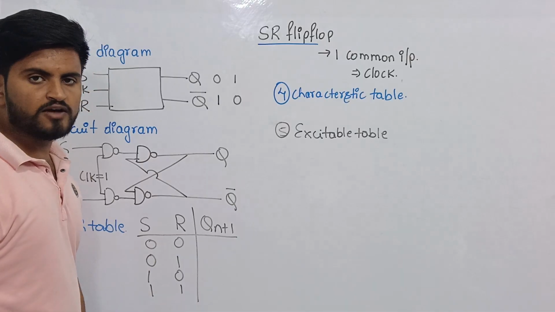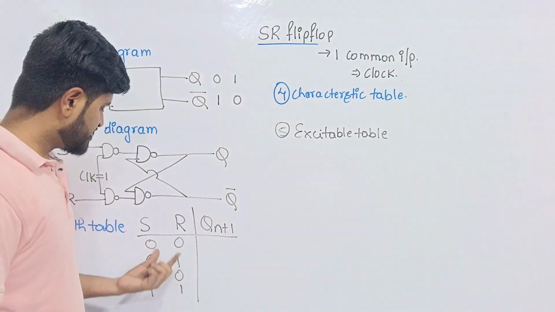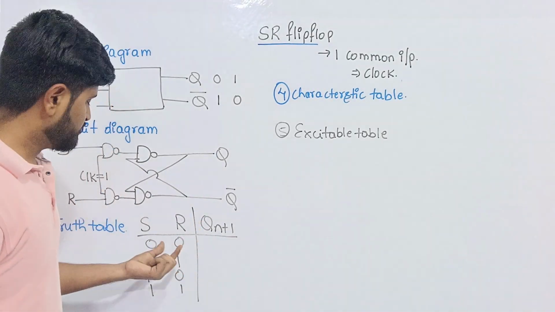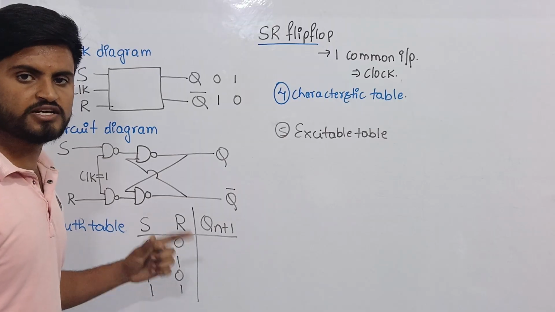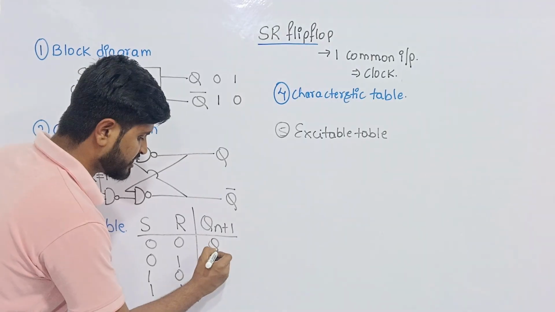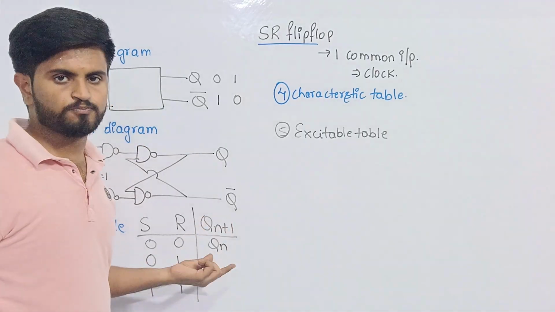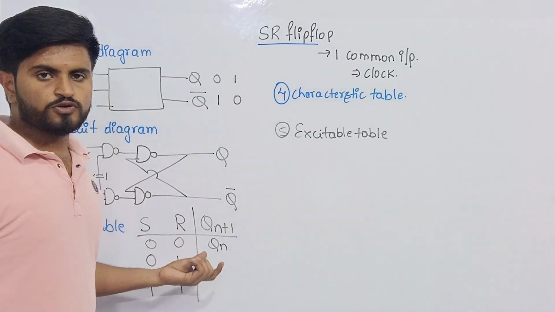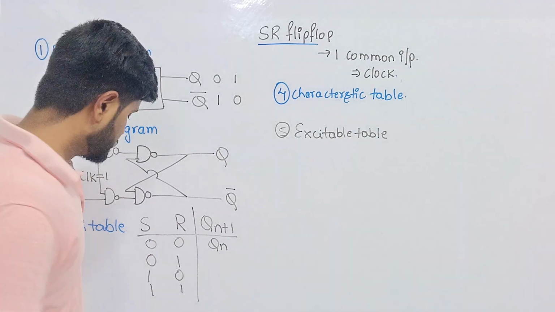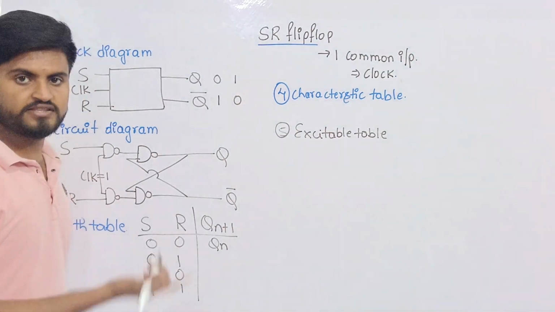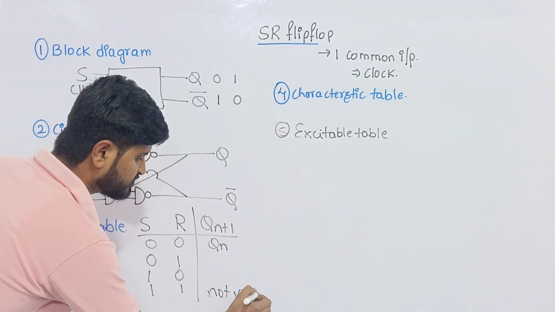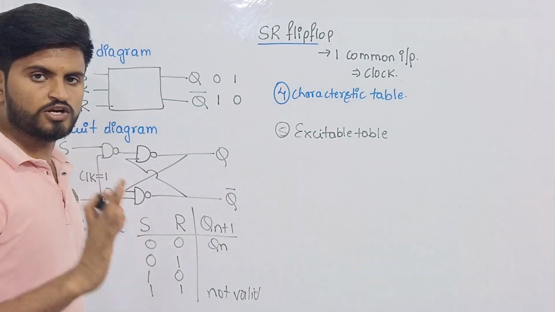When both S and R values are equal to 0, that is, when there is no input given to the flip-flop, you can consider that no input is given. So what will be my output? The previous state output will be the output here. If you see, Qn means previous state output. And 1 1 is not valid in SR flip-flop. 1 and 1 are not valid. Both the S and R inputs cannot be equal to 1.